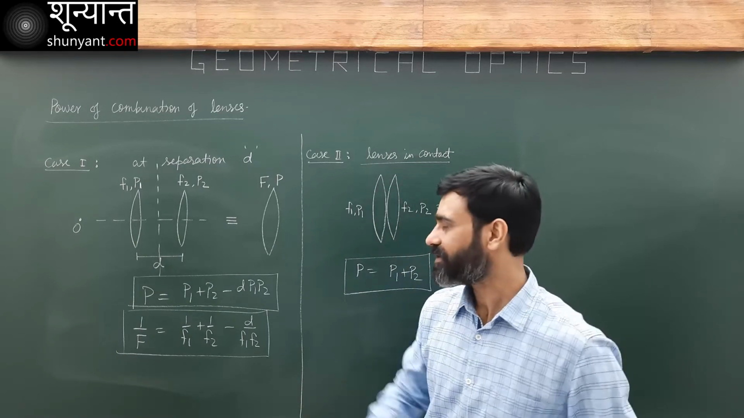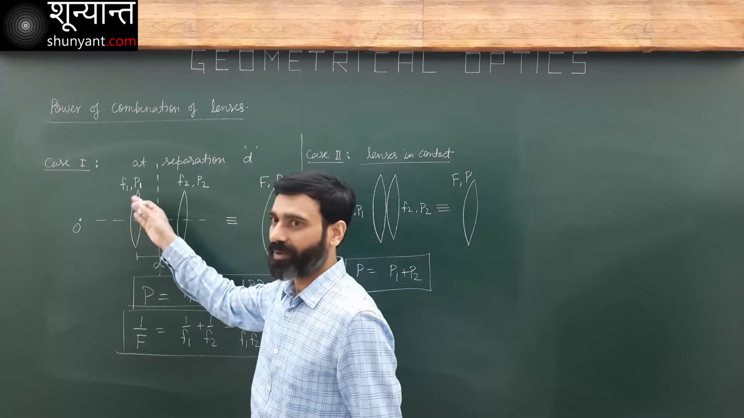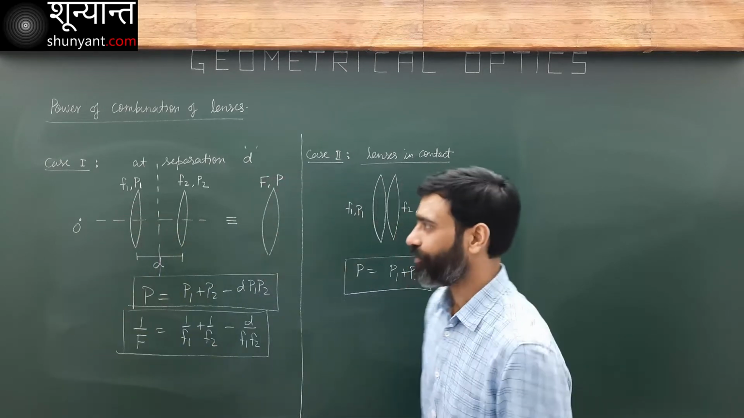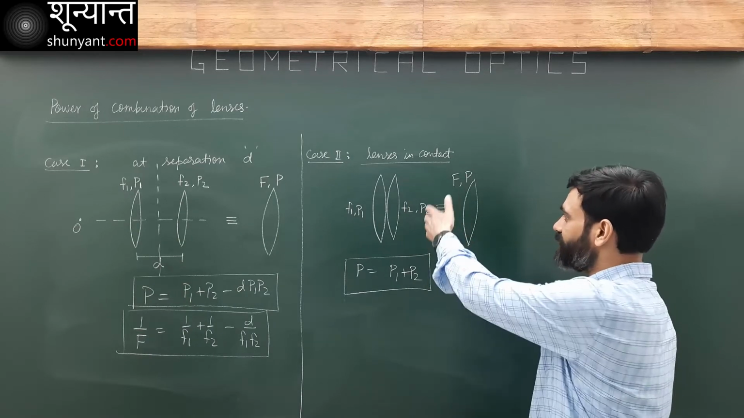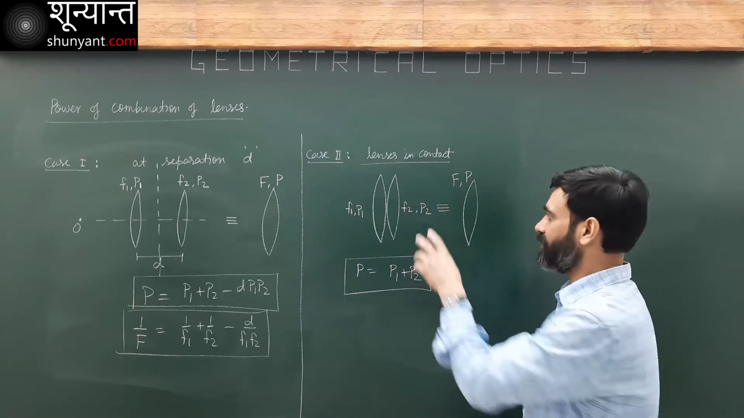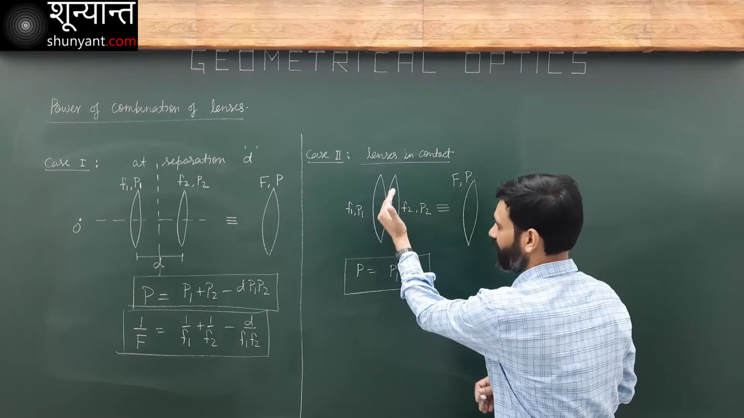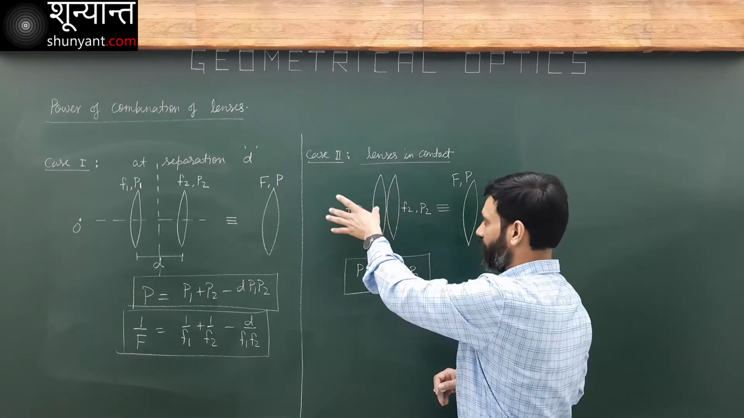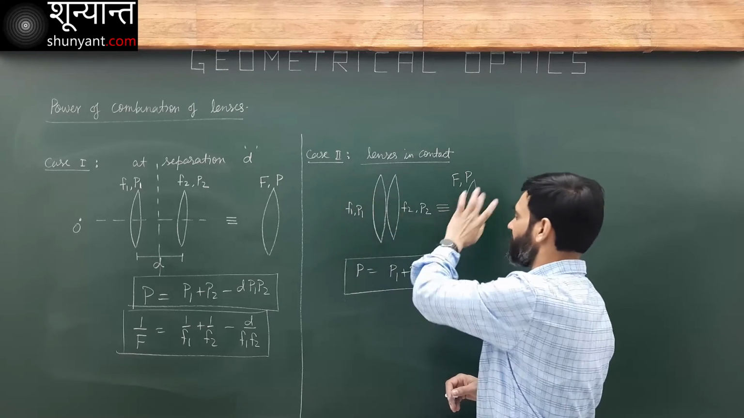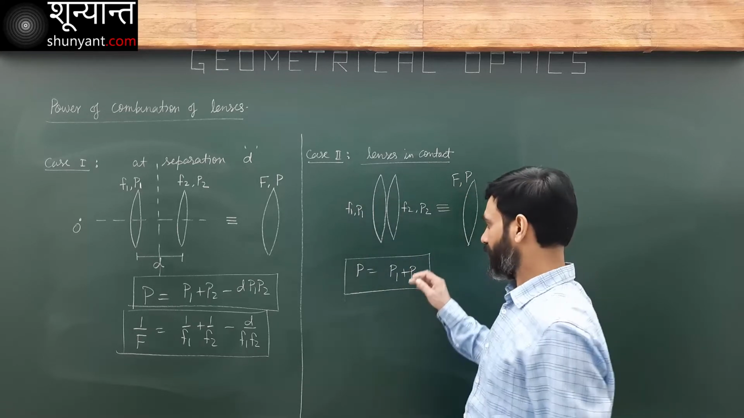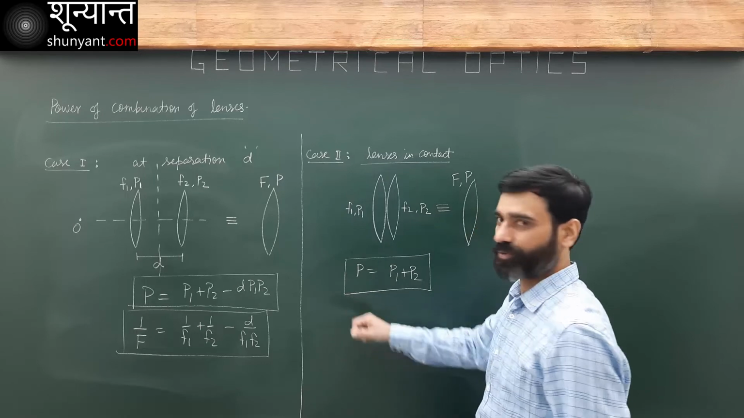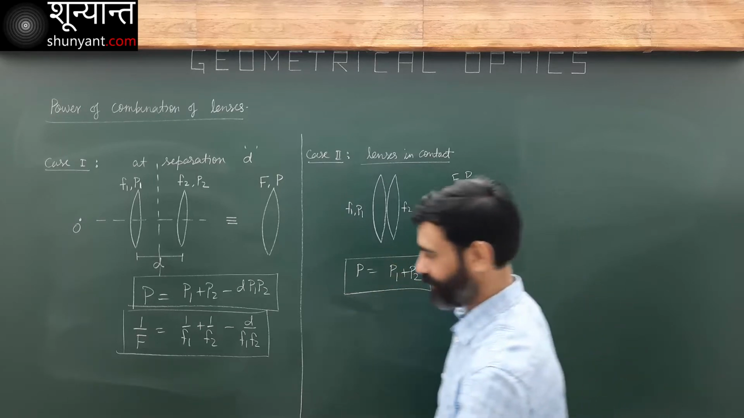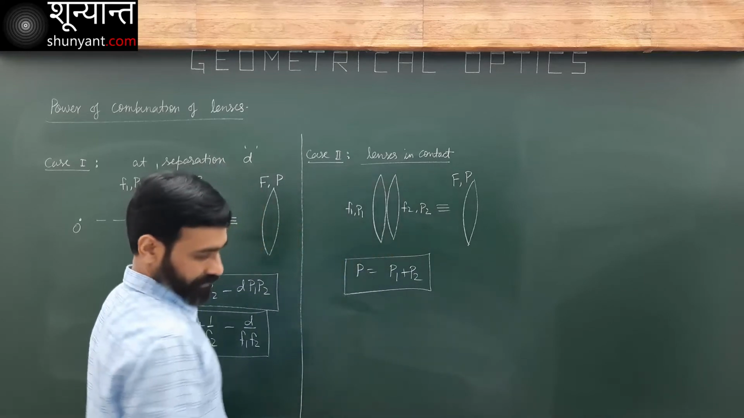So what we actually do is look at the images one by one. First the image from this lens, then by this. Then we get our answer. But we can use the equivalent lens in this case, when both are in contact. Then the equivalent will be here itself, so the object distance will be the same for this lens as well as for this lens. This is the form that is most useful, and we are going to solve a few problems based on this only.